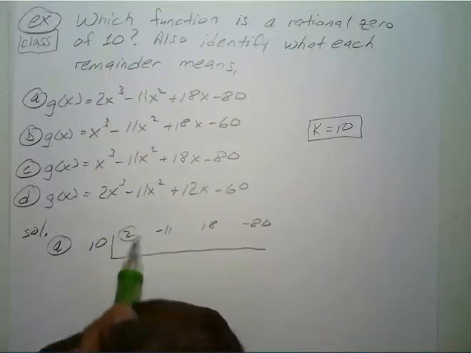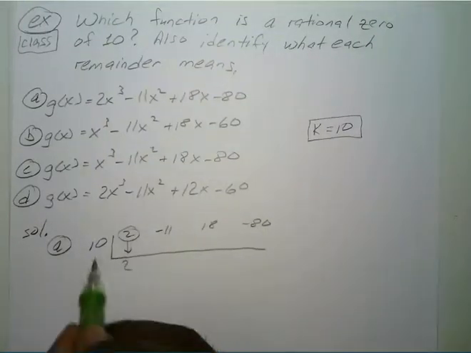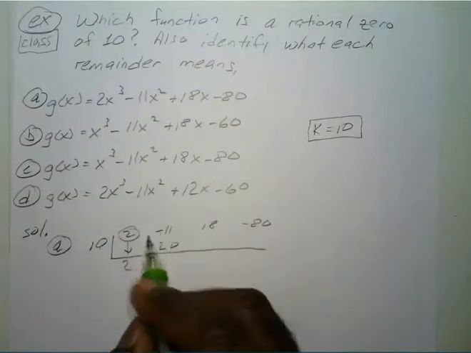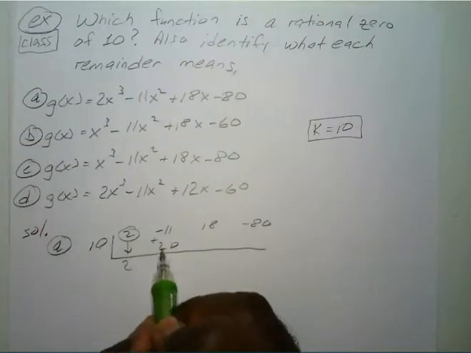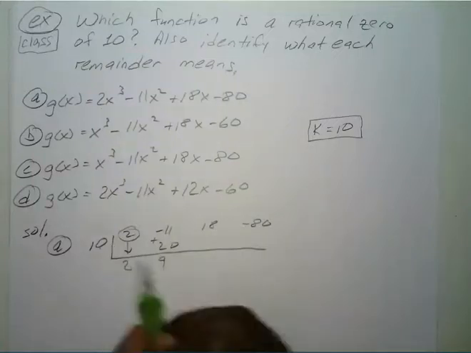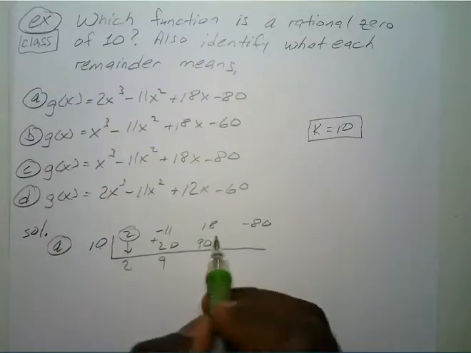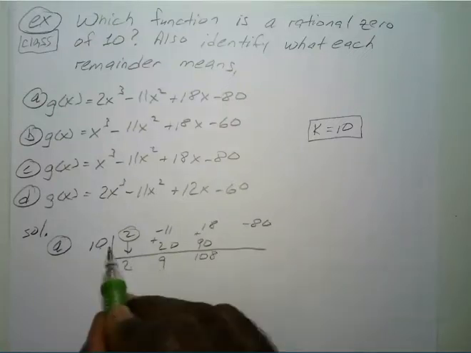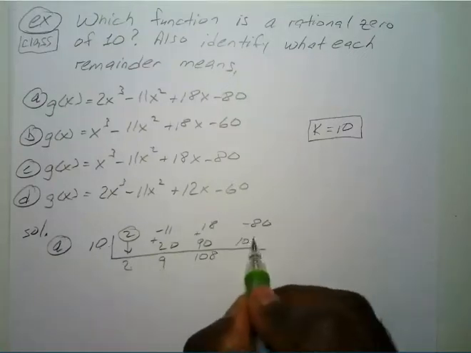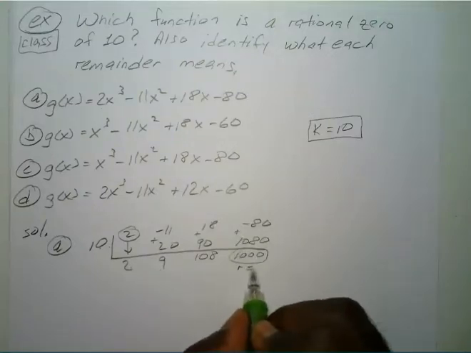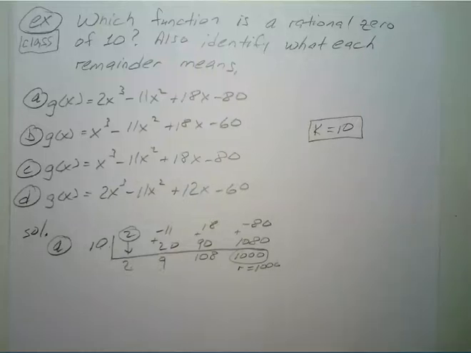Okay, so we bring down our first one. 10 times 2 is 20. Go ahead and add them together. Negative 11 plus 20 is positive 9. 10 times 9 is 90. Go ahead and add them together. You get 108. 10 times 108 is 1080. We add those together and we get 1000. So our remainder equals 1000.